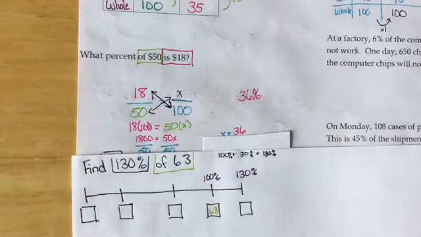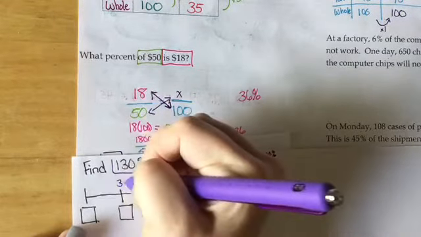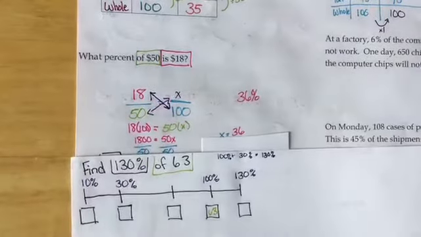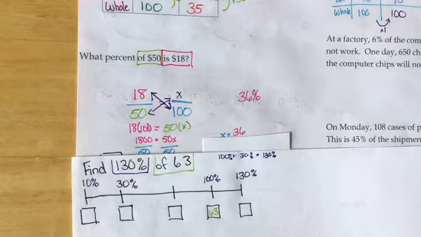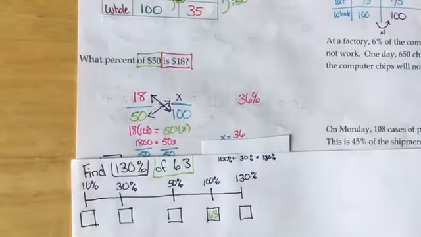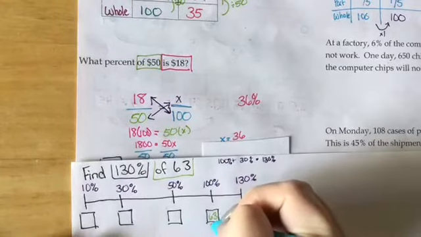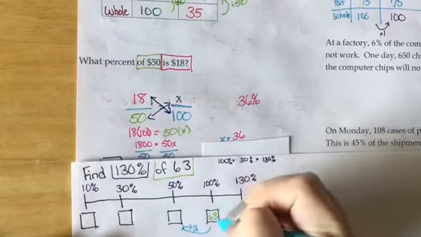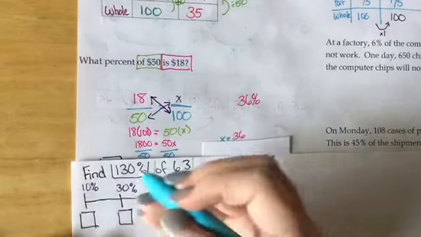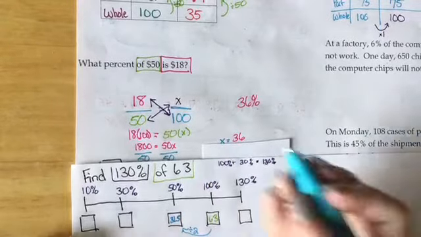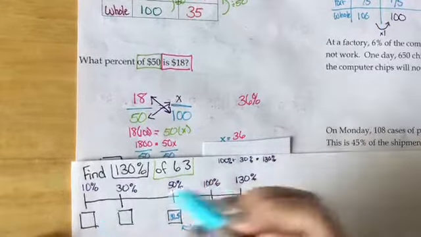So I need to figure out what that 30% is. But to figure out what that 30% is, I need to know 10%, because that's a lot easier. We'll keep that 50%. To get from 100 to 50, I had to divide it by 2. So I divide 63 by 2, and I get 31.5. Then I can divide that by 5 to get 10%.